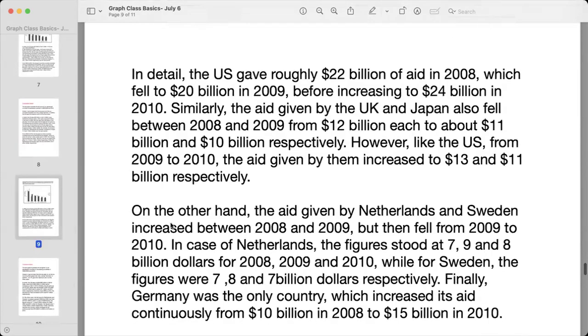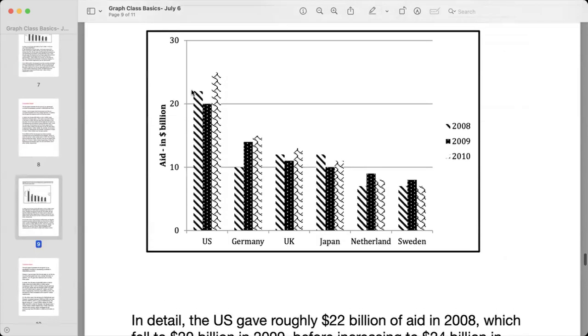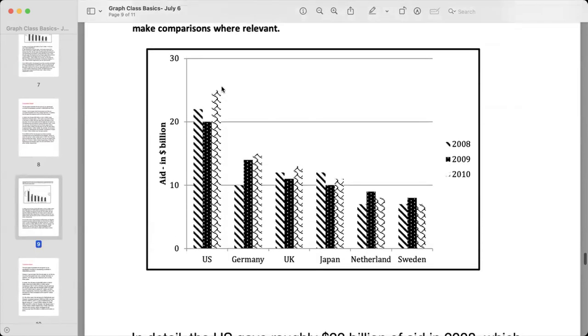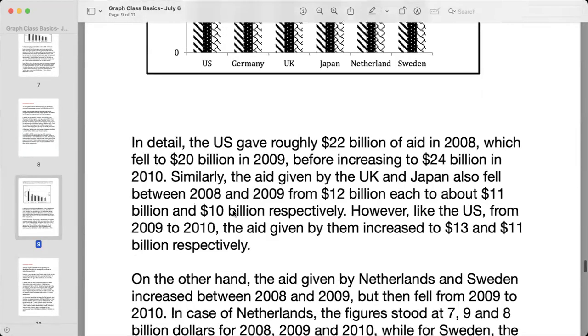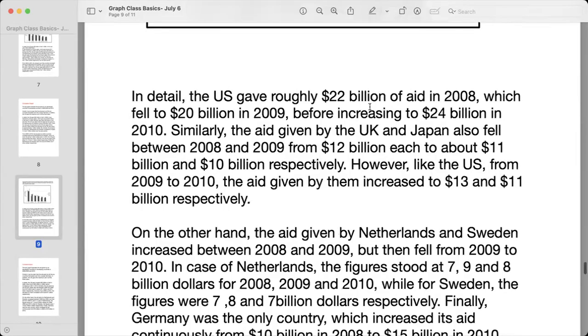Now, here I've written the second approach. Here, what I do is mention that the US decreased and then increased. Similarly with the UK, decreased and then increased, and similarly Japan. First three countries in the first body paragraph, then Netherlands and Sweden: first increased and then decreased, first increased and then decreased, and finally Germany, which continuously increased. So in detail, the US gave roughly this much of aid in 2008, which fell to $20 billion in 2009 before increasing to 24 billion in 2010. I am done with the US.